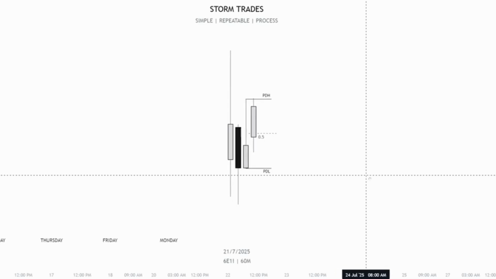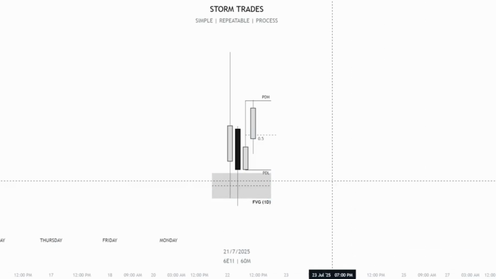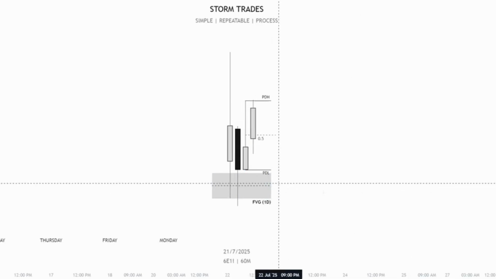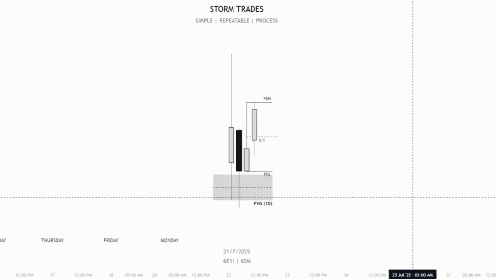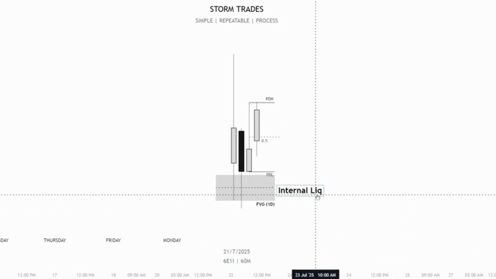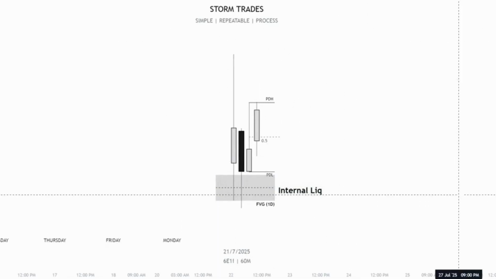So what I'm asking myself as I'm doing my analysis is, am I currently delivering from any daily internal or external range liquidity? Well, yeah, we just recently swept into and are delivering out of a bullish daily fair value gap. That is our internal range liquidity, okay? Now, price wants to seek external after delivering from internal.